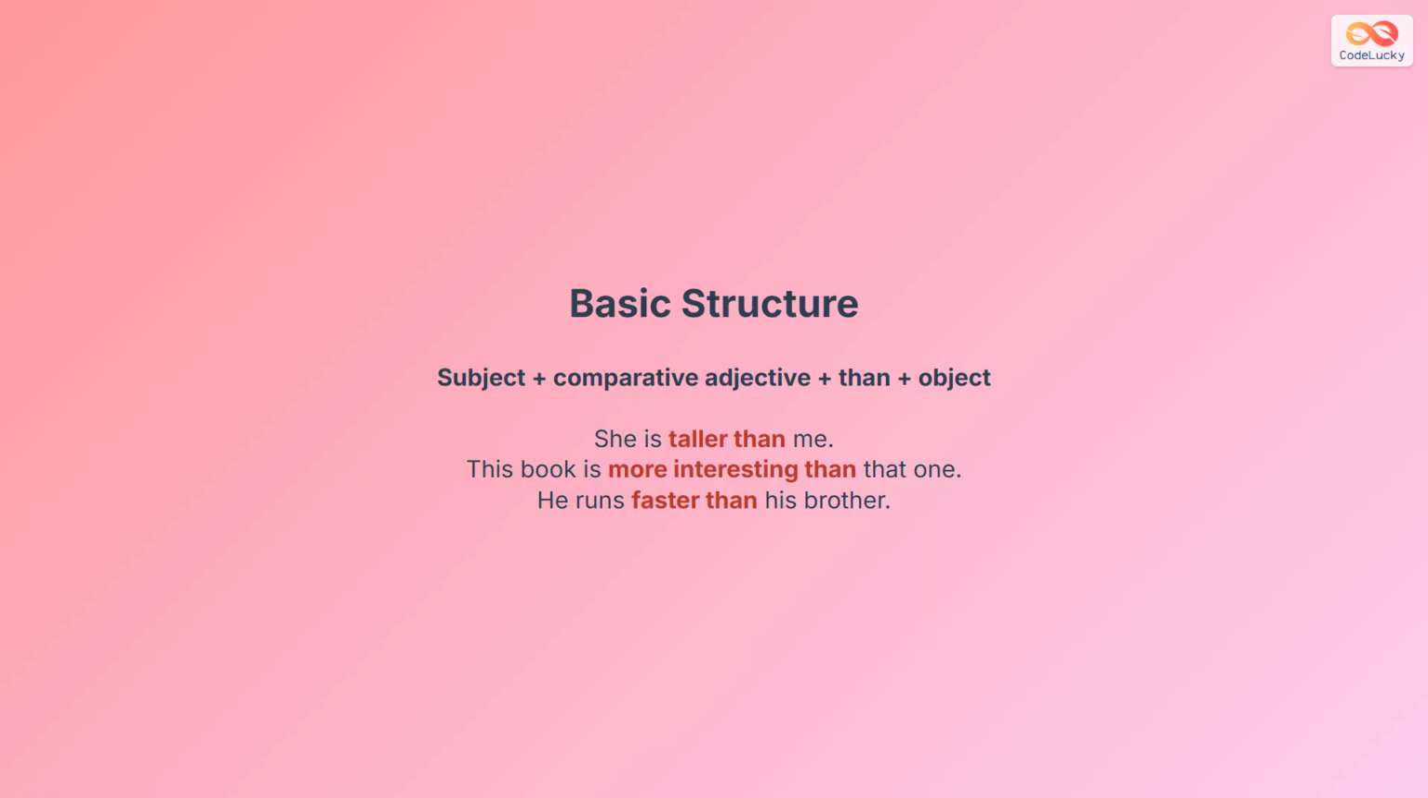The structure is simple: subject plus comparative adjective plus than plus object. She is taller than me. This book is more interesting than that one. He runs faster than his brother. Always use than after the comparative form.